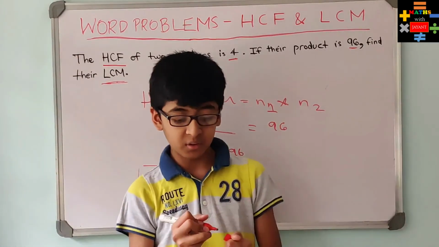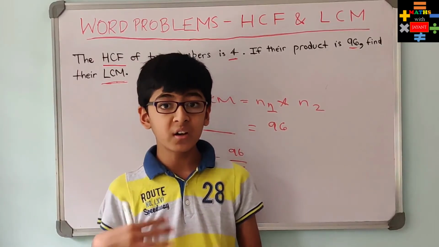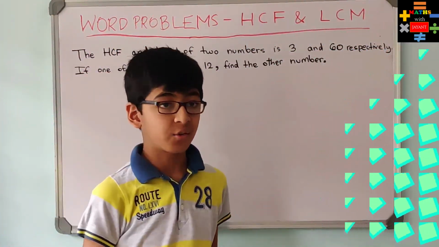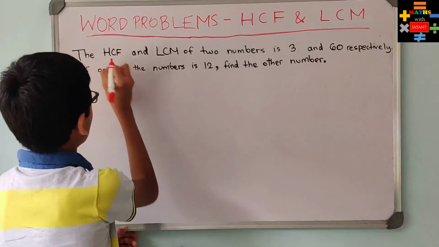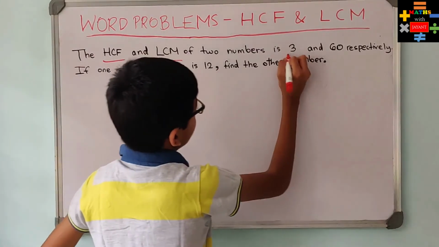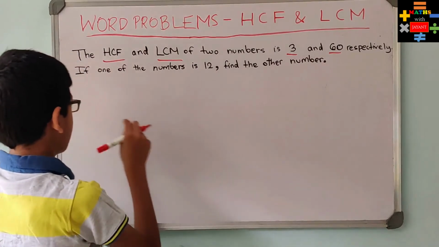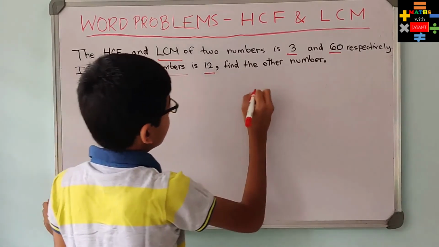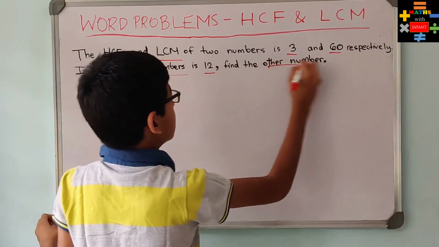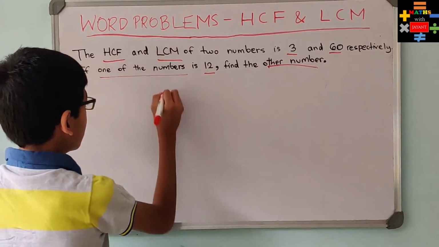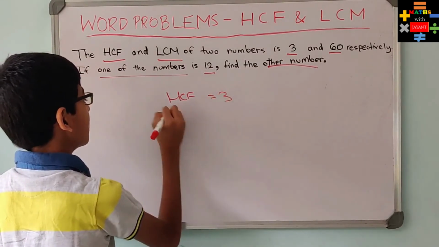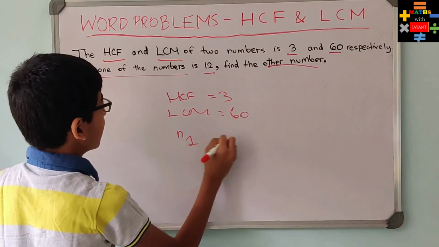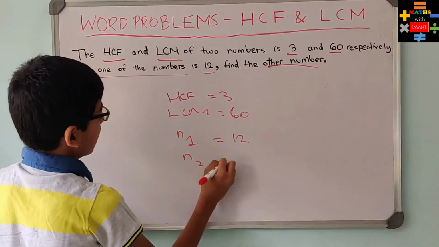So this is how we solve this question. Let us move on to our next question, that is the last question for today's video. So now let's solve our last question. The HCF and LCM of two numbers is 3 and 60 respectively. If one of the numbers is 12, find the other number. This is our question. So the HCF of two numbers is 3. The LCM is 60. If the first number is 12, then what is the second number is our question.